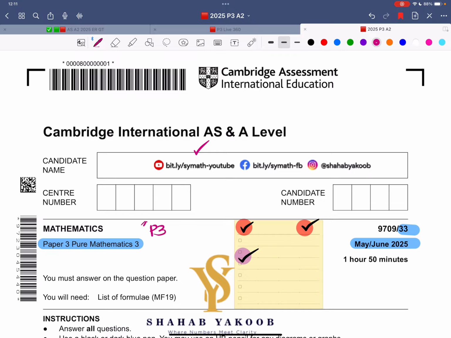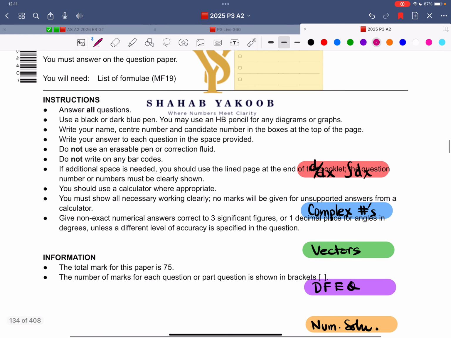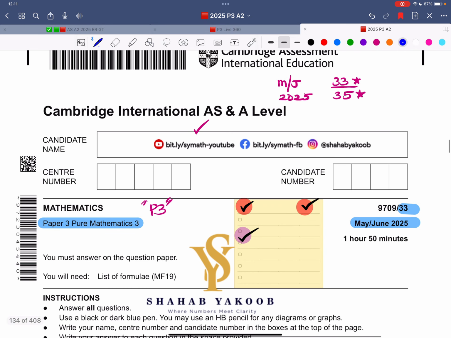So now in this P3 video, I'll be focusing on two variants, that is variant 33 and variant 35, and these papers are of May-June 2025. The topics that I'm focusing on are differentiation and integration. So from both these papers of May-June 2025, I'll be focusing on differentiation and integration questions.